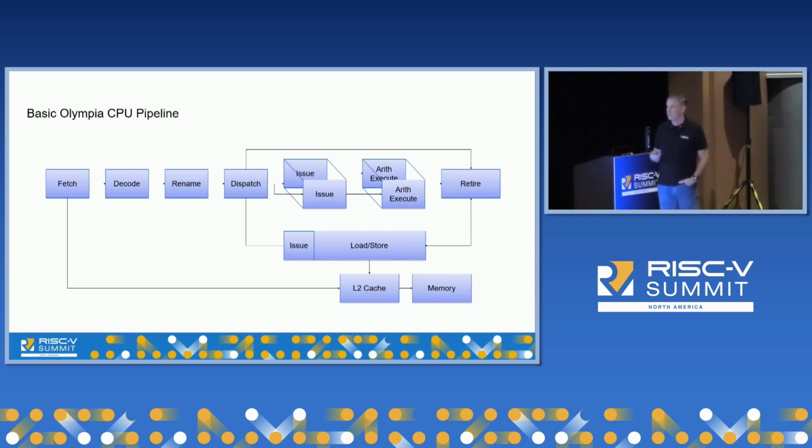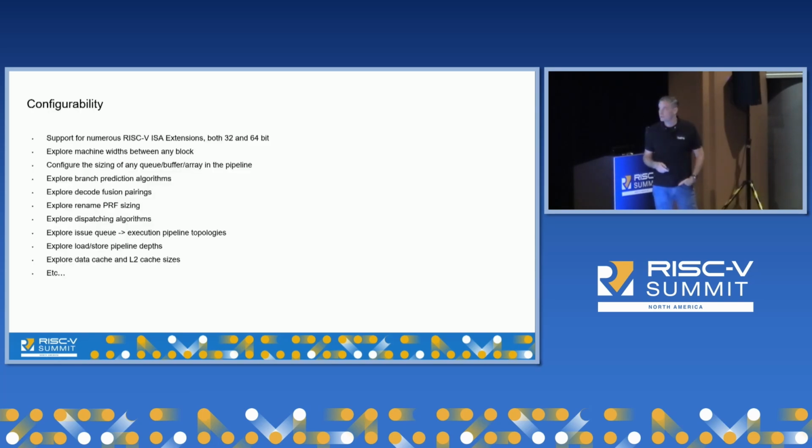We have a simple rename, dispatch, and of course dispatching policies to different issue queues. Arithmetic execution units, retire. We have a load store unit, load store pipelining. We also have an L2 cache and basic memory latency with just brain dead memory latencies to represent your DRAM accesses. So that type of model, that's the general pipeline. That is what you get when you download Olympia.